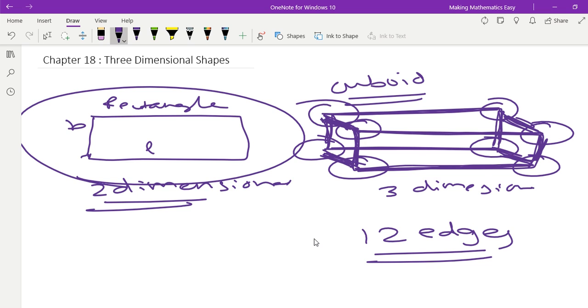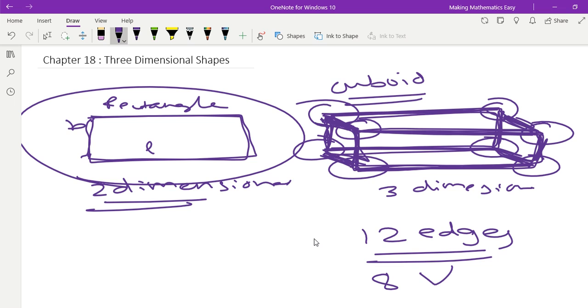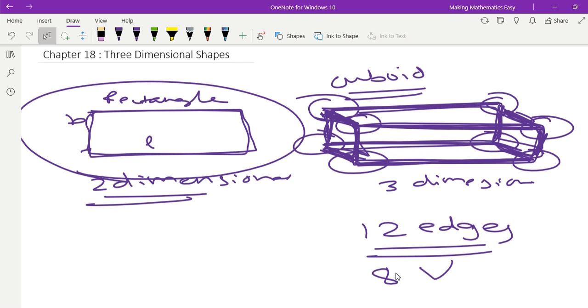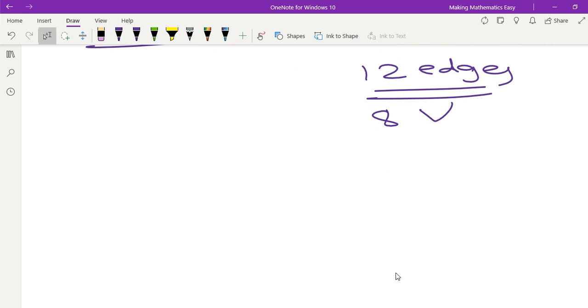Now faces. When you see a box, you see this as a complete face, and this as a complete face, correct? So this is your first face, right? This is your second face. Similarly, this is your third face, this bottom is your fourth face, this side one is your fifth face, and this side is your sixth face. So you have six faces in this.